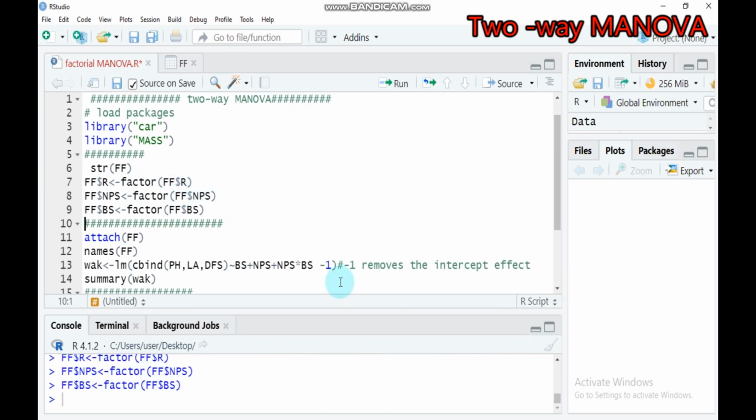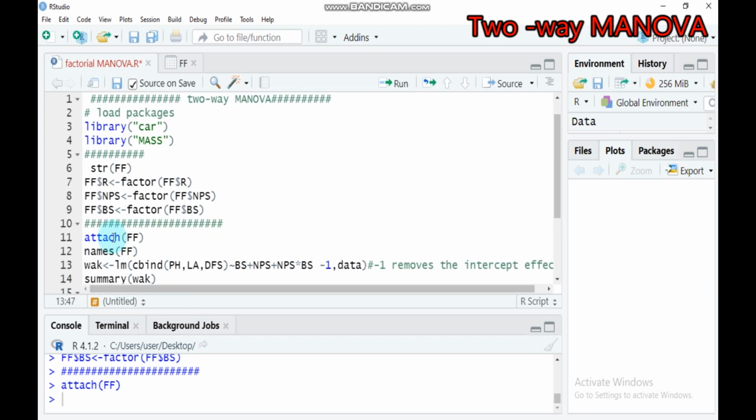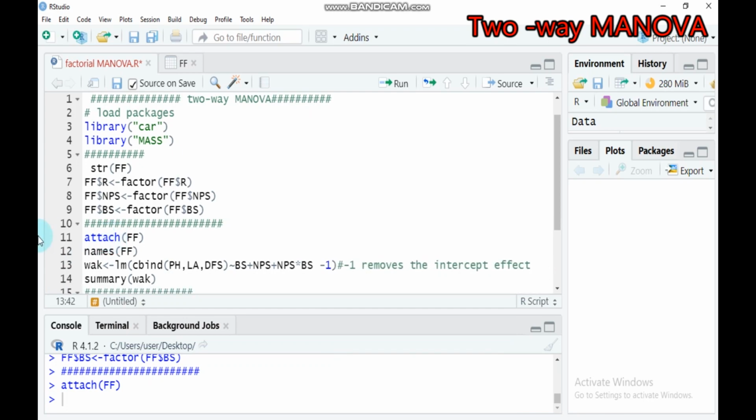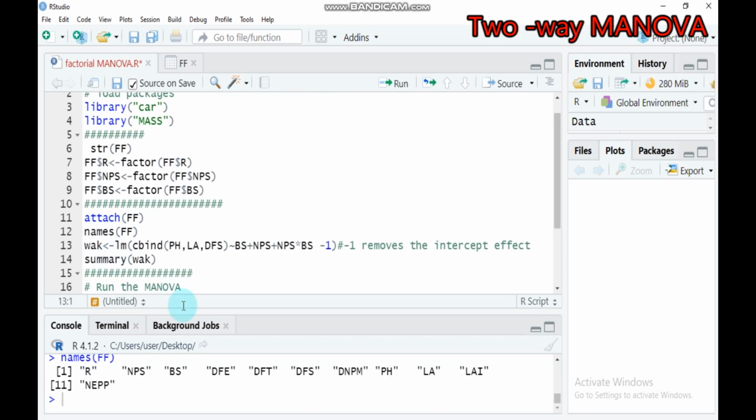Then after that you have to use attach on FF, our data, in order to minimize syntax writing. If we didn't incorporate this, we would type the dollar sign, because our data name is FF. So in order to omit such things, you have to use attach(FF). And if you want to see the names of our variables, you have to use names(FF), so it will display this way.